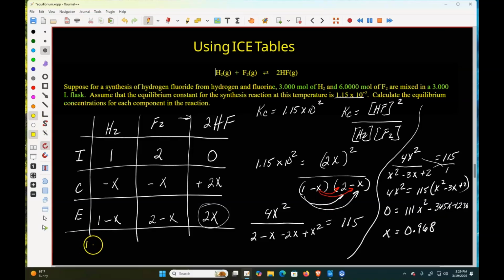So I will say 1 minus 0.968. That will give me 0.032 for hydrogen, be the concentration. 2 minus 0.968, I would get 1.032 for my fluorine. And 2 times 0.968, so I would have 1.936. So this would be my concentrations.